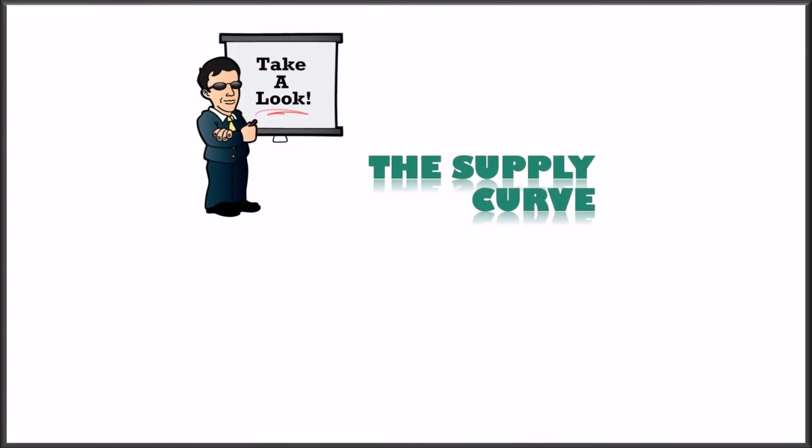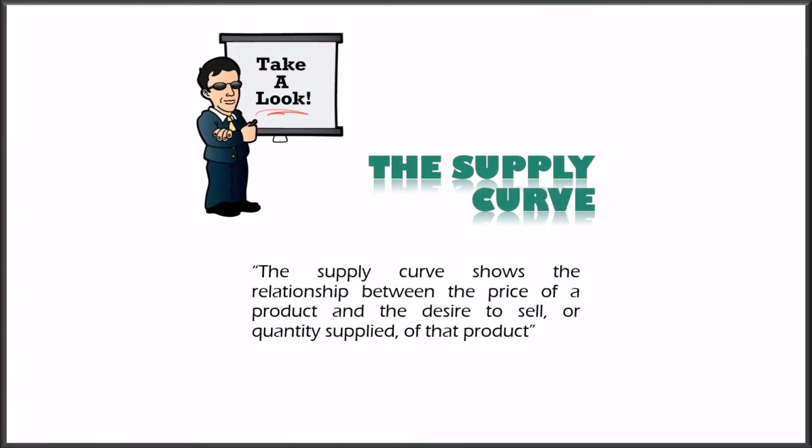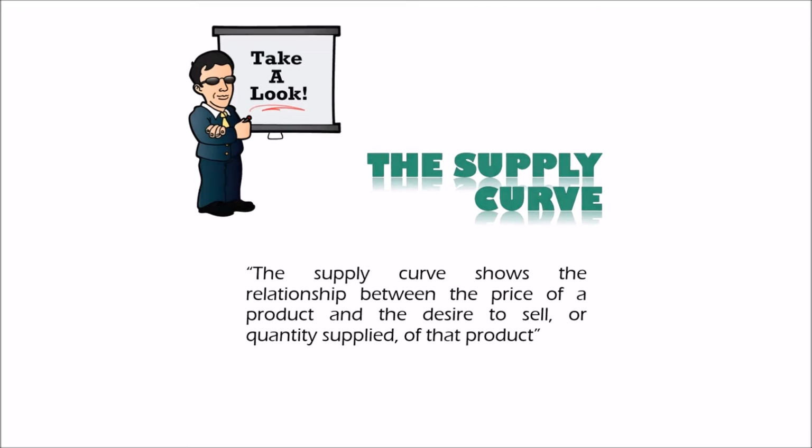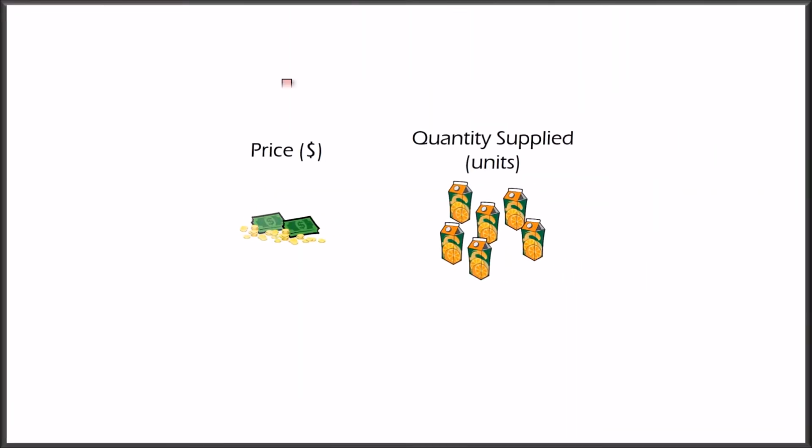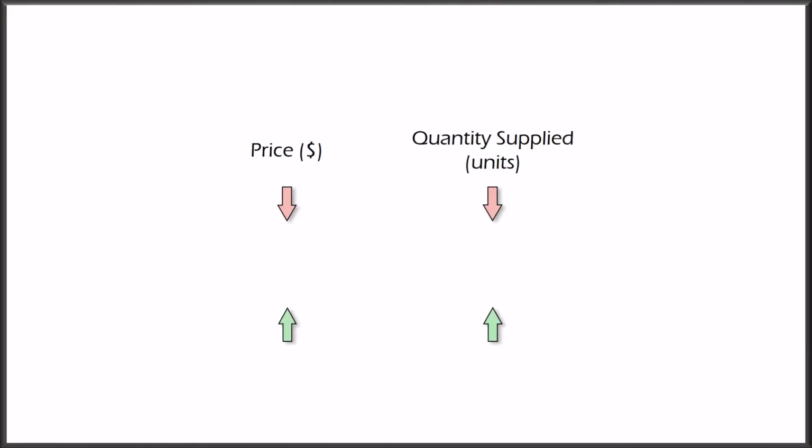Take a look at this. The supply curve shows the relationship between the price of a product and the desire to sell, or quantity supplied, of that product. As the price of a product decreases, the quantity supplied of that product tends to decrease, whereas as the price of a product increases, the quantity supplied of that product tends to increase. We call this link between price and quantity supplied a positive correlation. This correlation is typically seen with the supply curve.